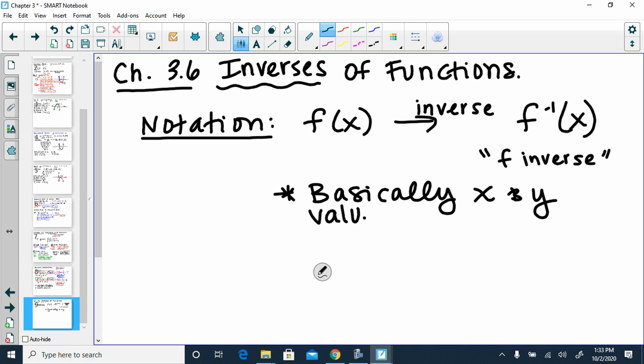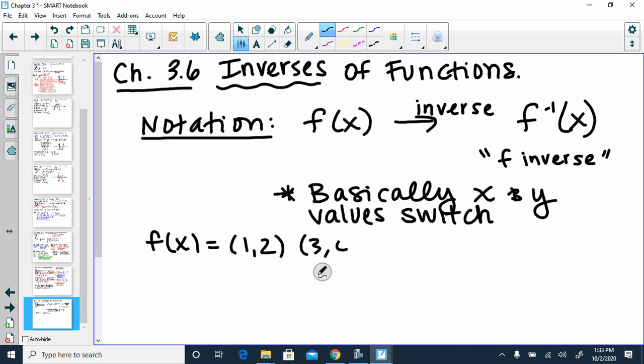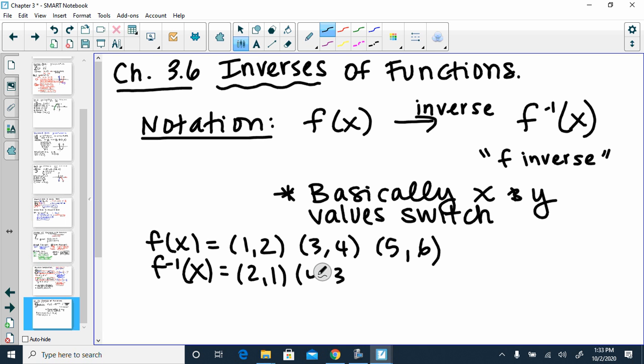And that's truly what you do. So basically the range becomes the domain, and the domain becomes the range. So if I was to give you a basic function, say, for example, 1, 2, 3, 4, 5, 6. So the inverse of that function then is going to be 2, 1, 4, 3, 4, 3, and 6, 1.